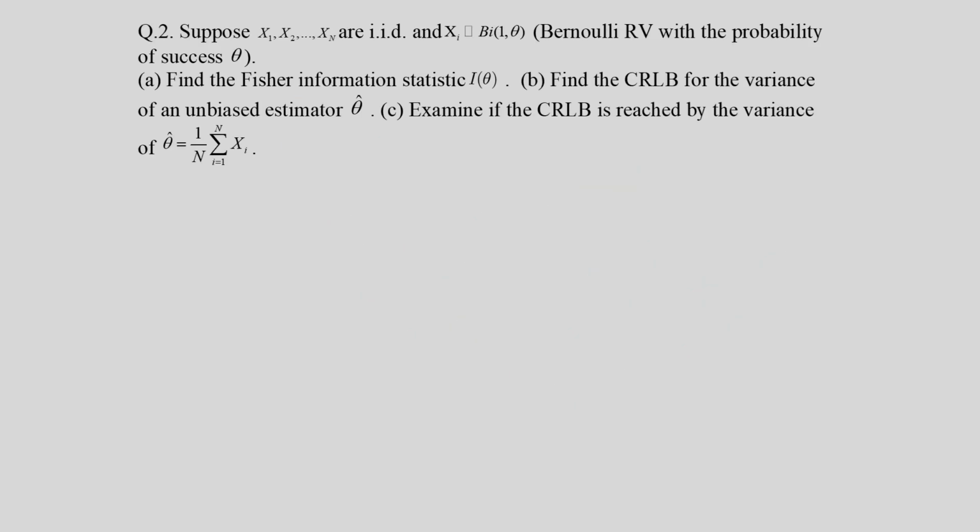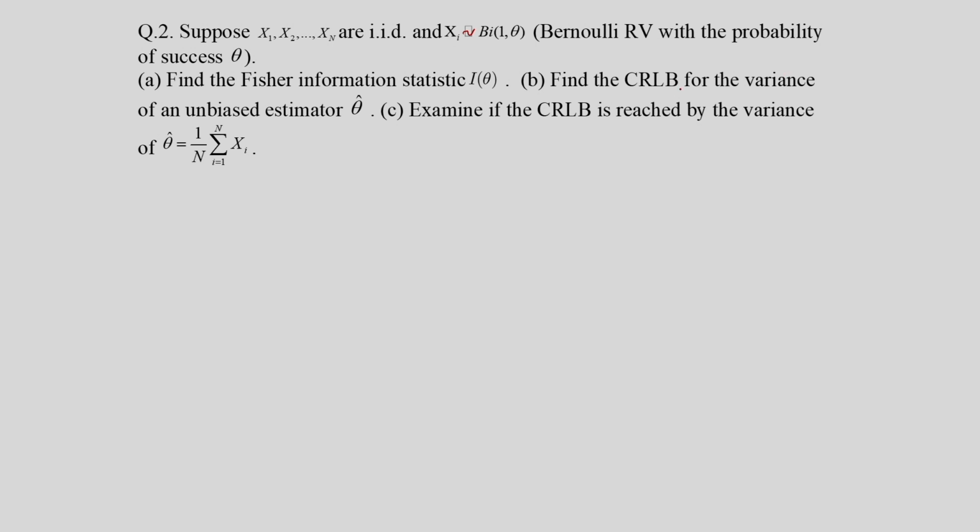Next question: suppose x1, x2 up to xn are IID and xi is distributed as a Bernoulli random variable. This is the symbol for a Bernoulli random variable. This is binomial with parameter 1 and theta. Find the Fisher information statistic I theta. Find the CRLB for the variance of an unbiased estimator theta hat.